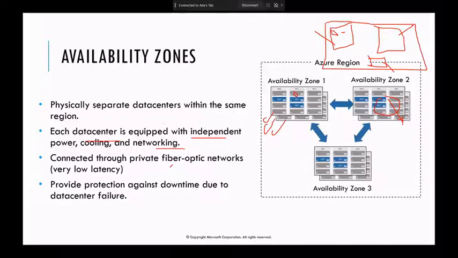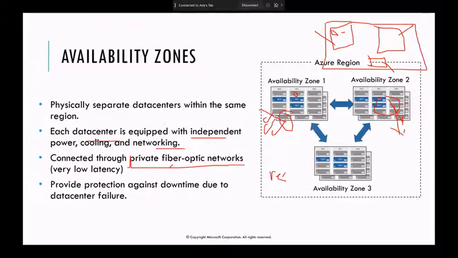Why is that? It is to provide that level of redundancy and high availability. So if I have services within this availability zone and it goes down, it doesn't affect my services in this other availability zone. These zones are also connected through a very fast fiber optic network, and they provide protection against downtime due to data center failure.